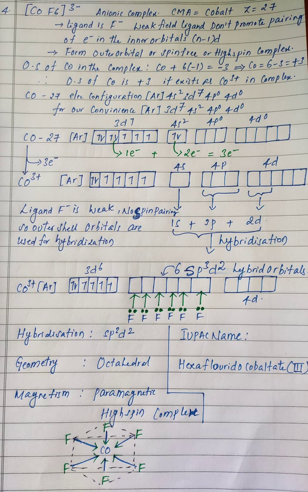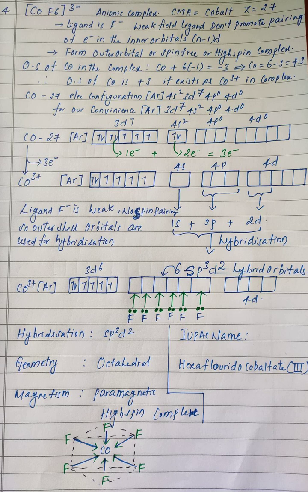Weak field ligands won't promote pairing of electrons in the inner orbitals, that is (n-1)d. So weak field ligands will form outer orbital complexes, or spin free complexes, or high spin complexes. So basically [CoF6]3- is a spin free complex or outer orbital complex.